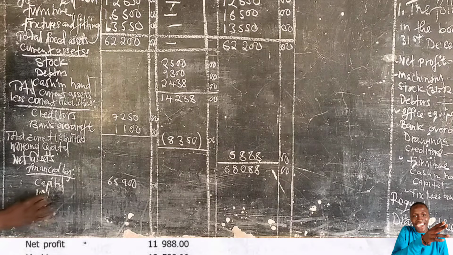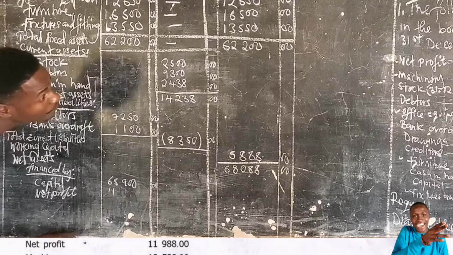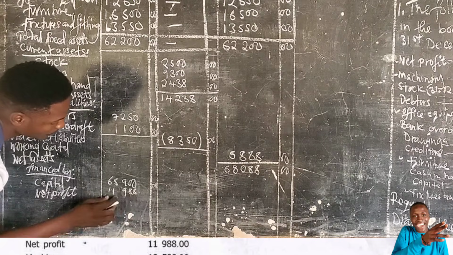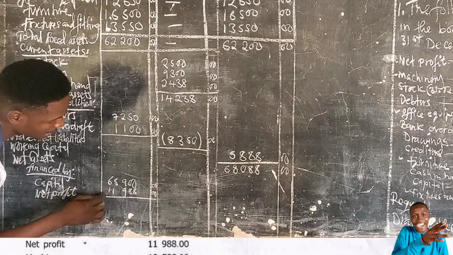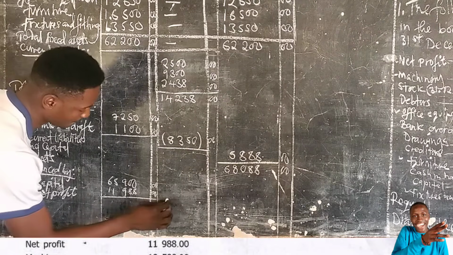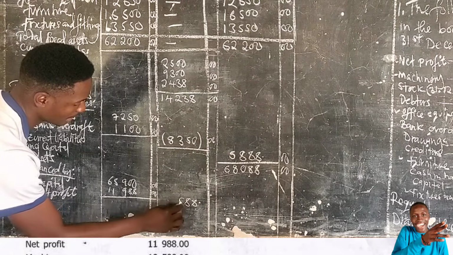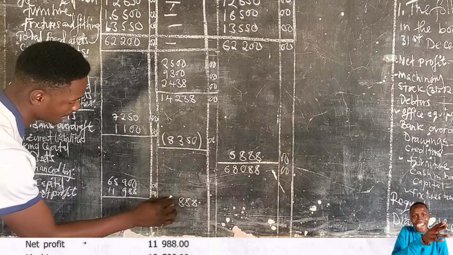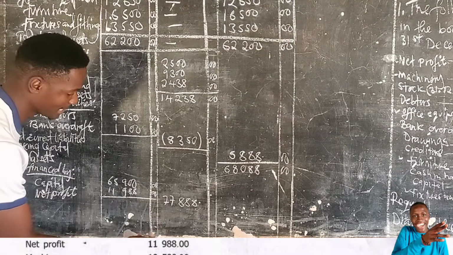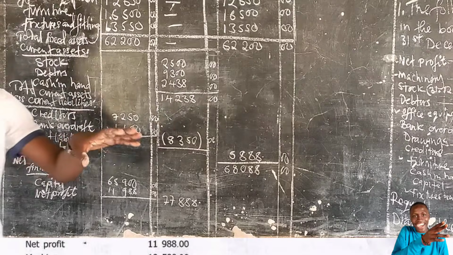So net profit, how much? 11,988. When you add the two, what are we having? 77,888. Okay, then to this figure, we check if we have long-term liabilities, such as mortgage, loan.